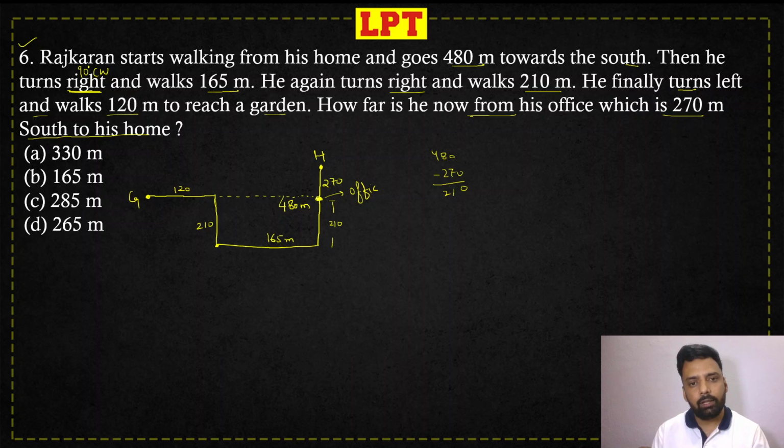Office is at this point, and this distance is 165 meters. The garden will be 120 plus 165 meters, so 285 meters. So the distance between the garden and his office is 285 meters.